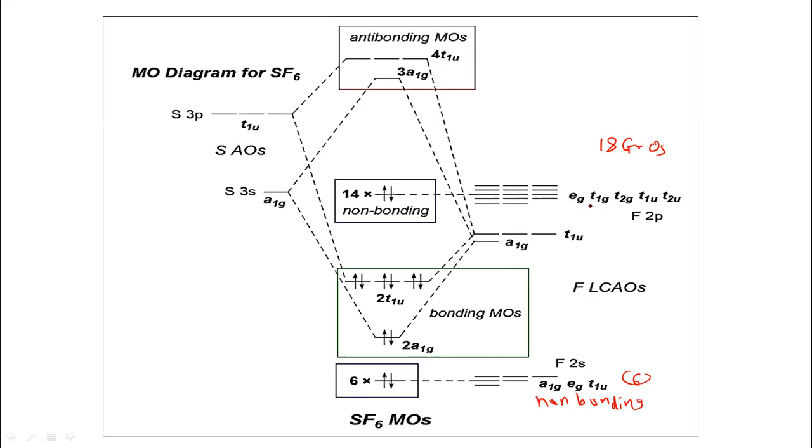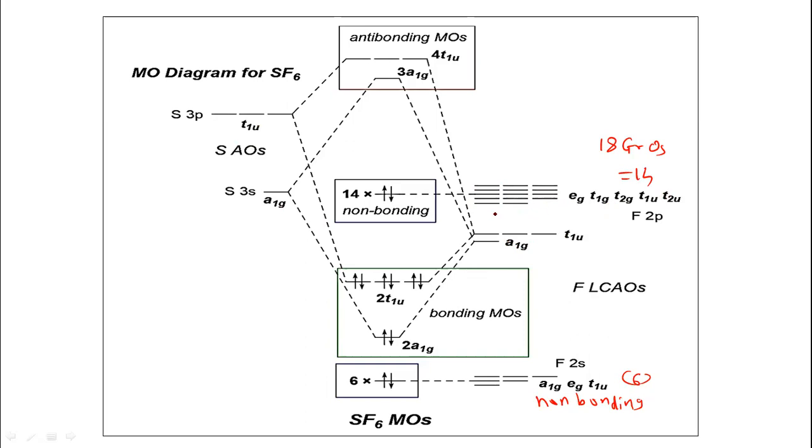And this is EG, T1G, T2G, T1U, T2U. These are how many? 14 orbitals. They remain as non-bonding here. Let us see the 14 orbitals represented here: 1, 2, 3, 4, 5, 6, 7, 8, 9, 10, 11, 12, 13, 14. So these are the 14 group orbitals of the fluorine atom.